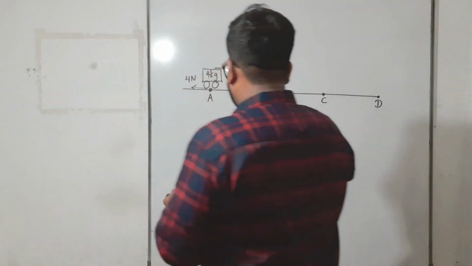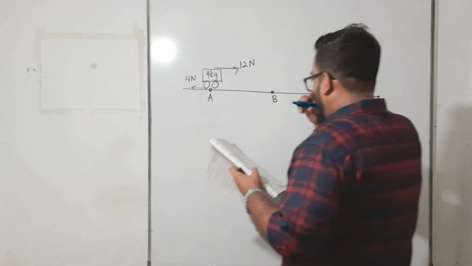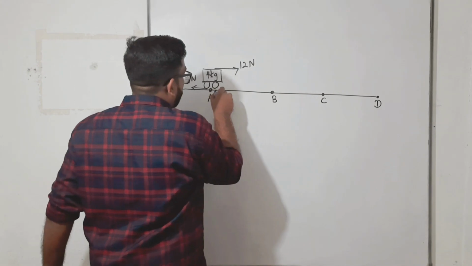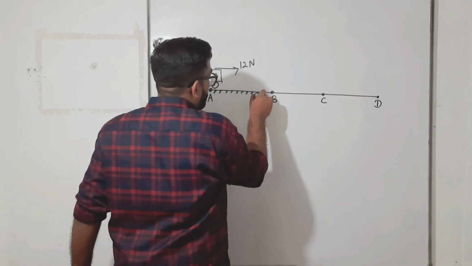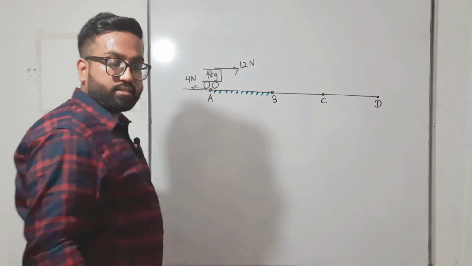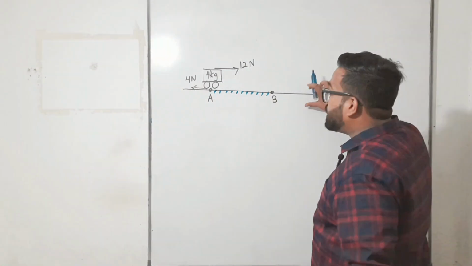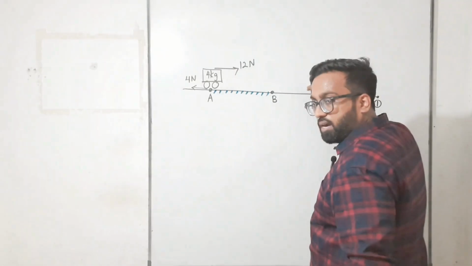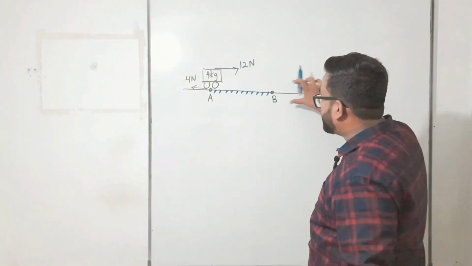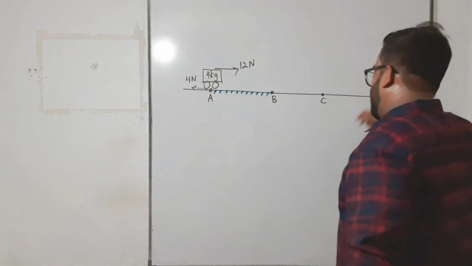AB surface is rough. So to show rough, I'm drawing like this. And BC surface is smooth. Children, actually there are no smooth surfaces in the world without friction, but according to the calculation, we have to imagine that this kind of road is given here, right?